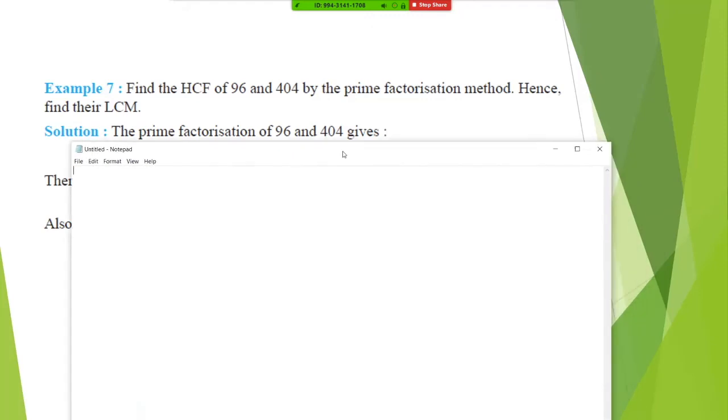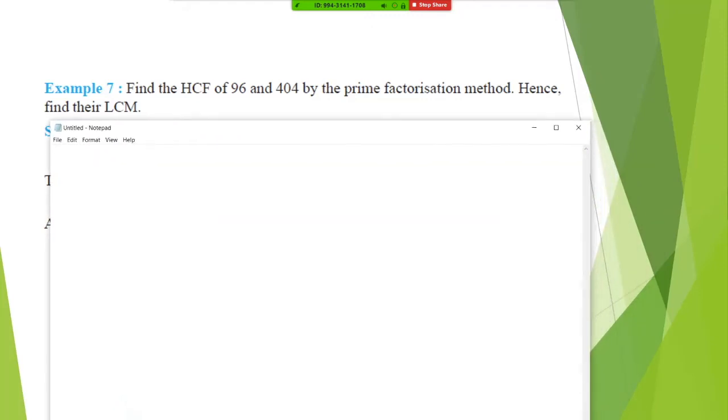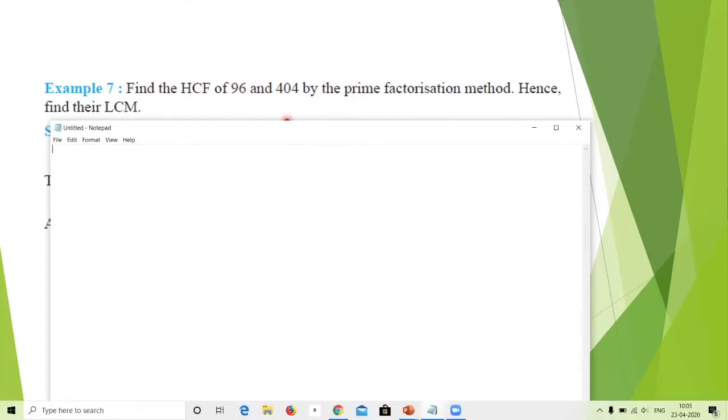Now do this sum, just for practice. Do it by the prime factorization method and find the HCF of these two numbers and the LCM. Don't open your textbook, just keep it shut for 2 minutes at least. Work out on this. Find the HCF first and then find the LCM.